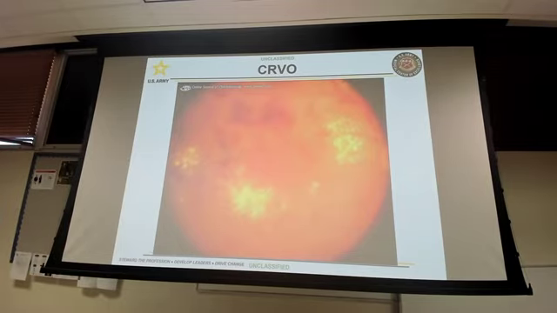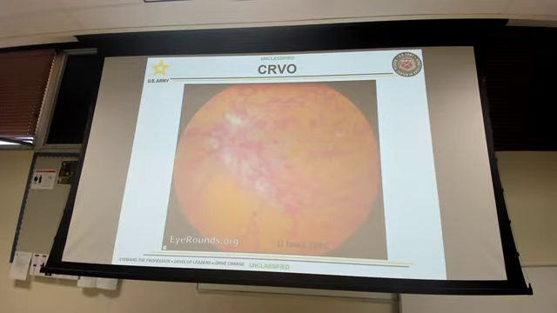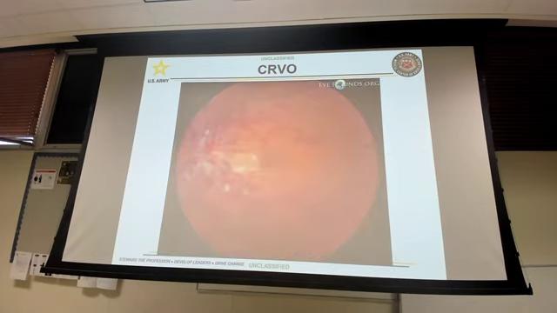So in your CRVO, the white fluffy areas down in the inferior, the bottom portion of that picture, is what we call a cotton wool spot. So you have some right here, some right here, and then some hemorrhaging up here. Same thing, you'll have your cotton wool spots down here, some exudates, and then some bleeding up here. Here's that red blood and thunder eye. Another example of it.